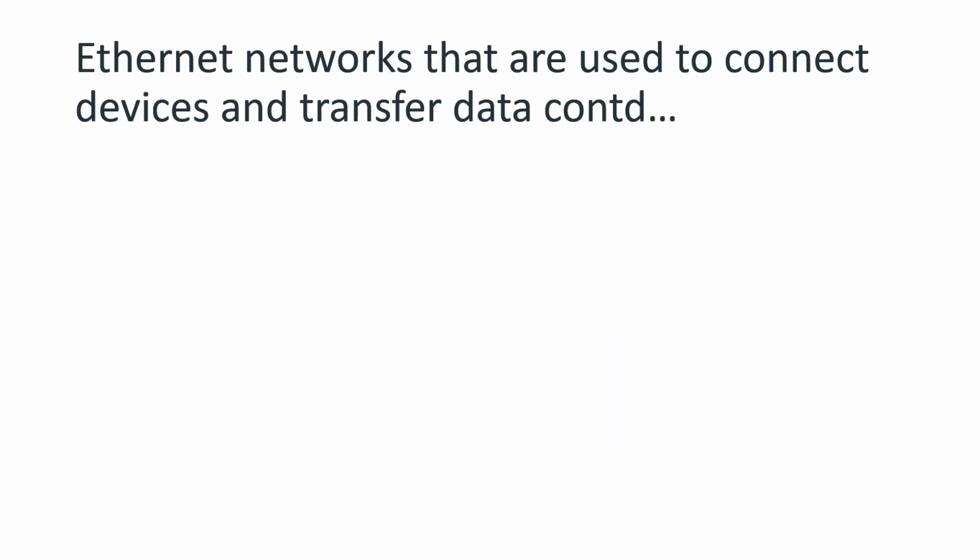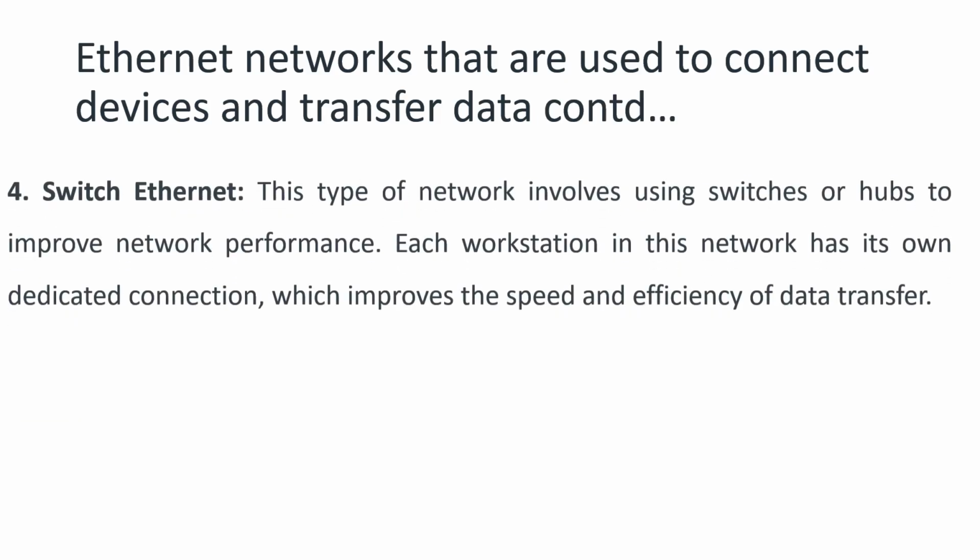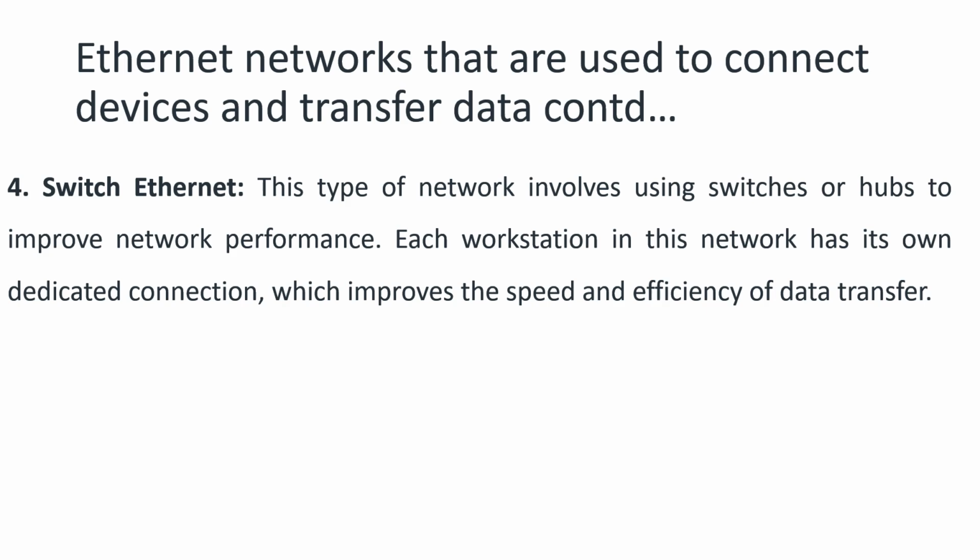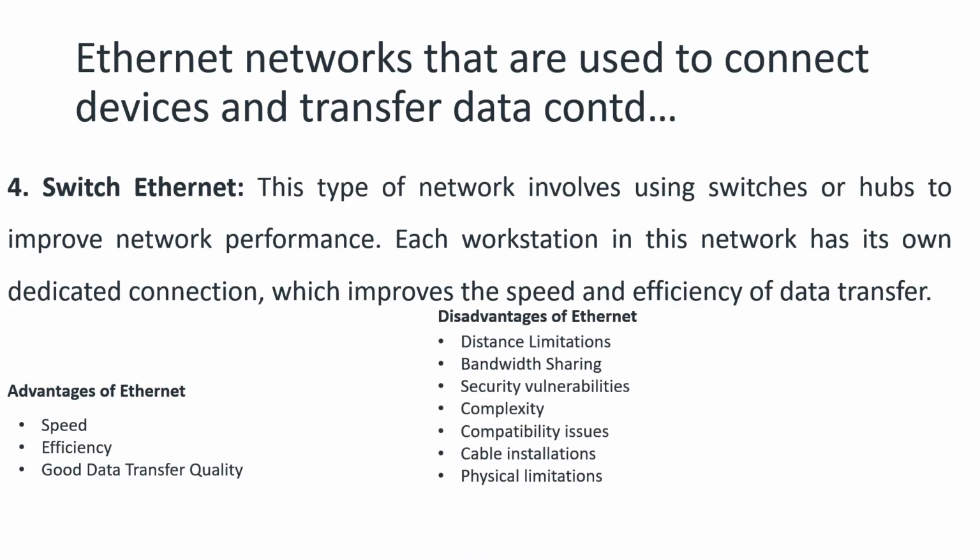Switch Ethernet. This type of network involves using switches or hubs to improve network performance. Each workstation in this network has its own dedicated network connection, which improves the speed and efficiency of the data transfer. Advantages of Ethernet: speed, efficiency, good data transfer quality.